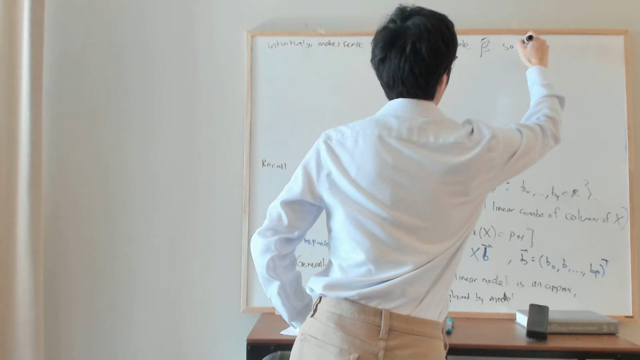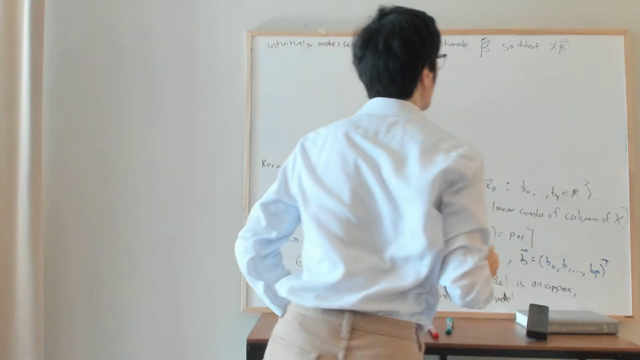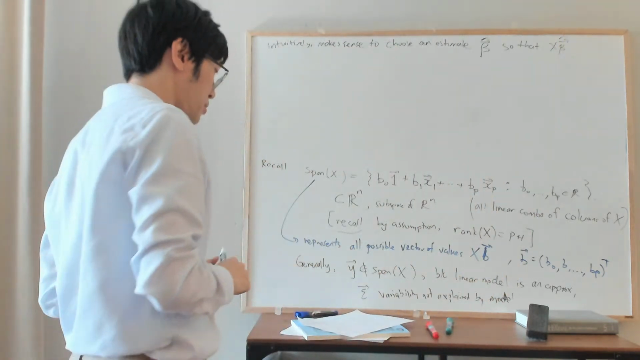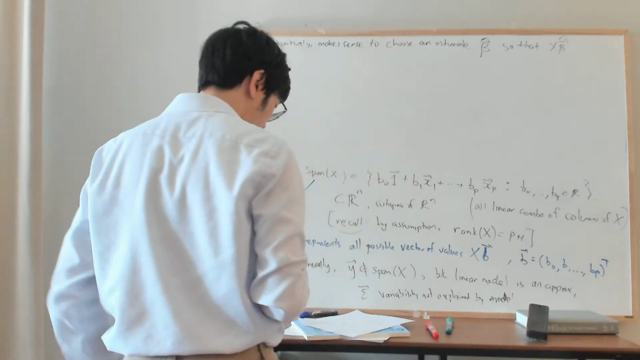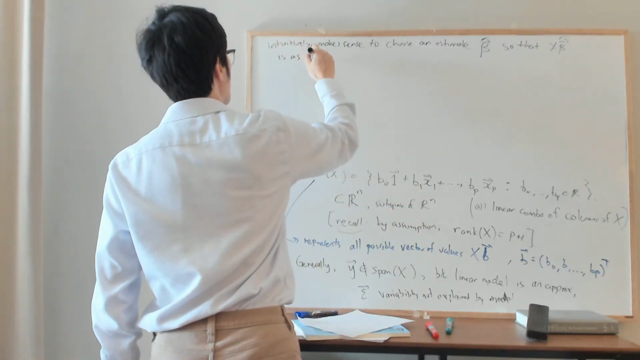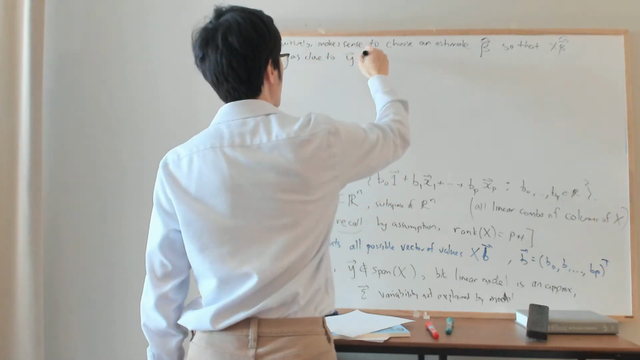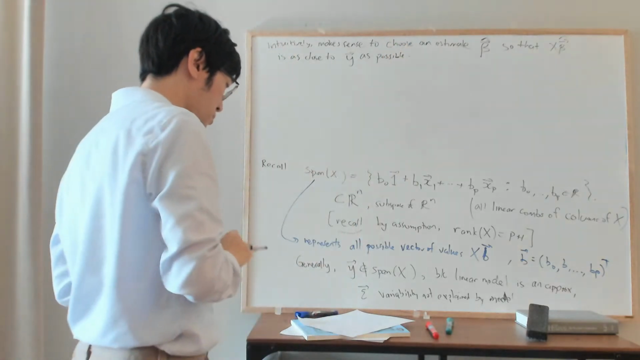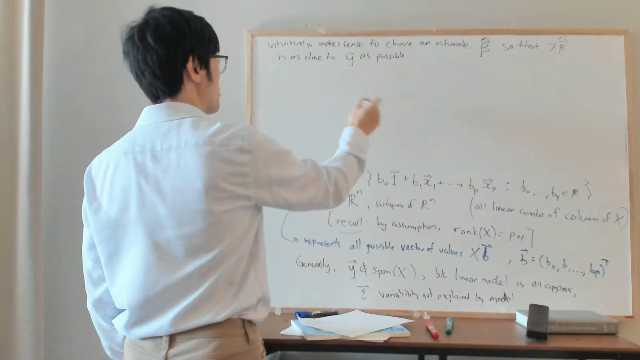So that x beta hat is close to y, as close to y as possible. Okay, and so let's draw a picture to illustrate this.